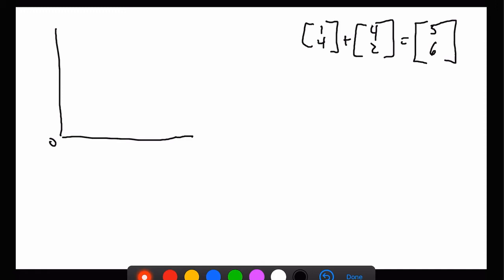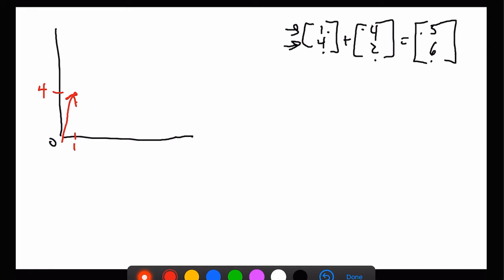1 plus 4 is 5. 4 plus 2 is 6, yes? Can I draw those on the graph? Well, the answer is yes, I can, because that's x and that's y, right? So I've got a point up here which is at 1 and 4. And I draw that line and I put a little arrow at the end of it.